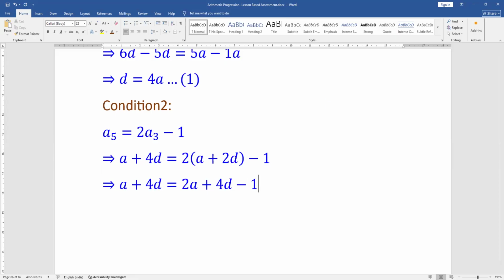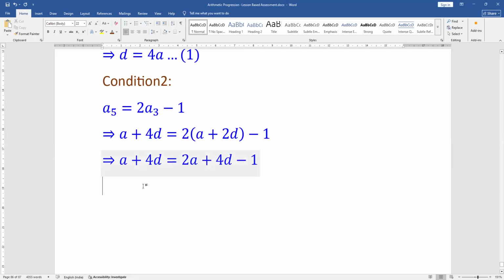minus 1. Okay. Next, what do I do now? Here, see, 4d gets cancelled. If you observe, 4d is gone. Okay, then in my next step I write a. This 2a is there, no? 2a, you can move it to the left hand side. Just move it to the left hand side.